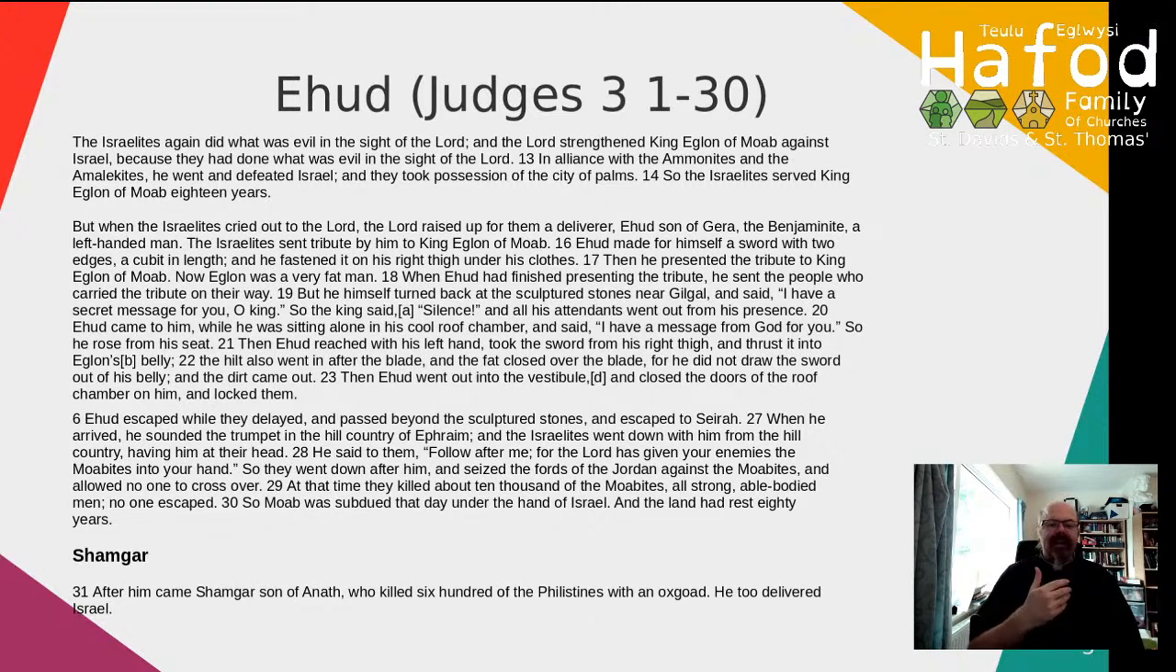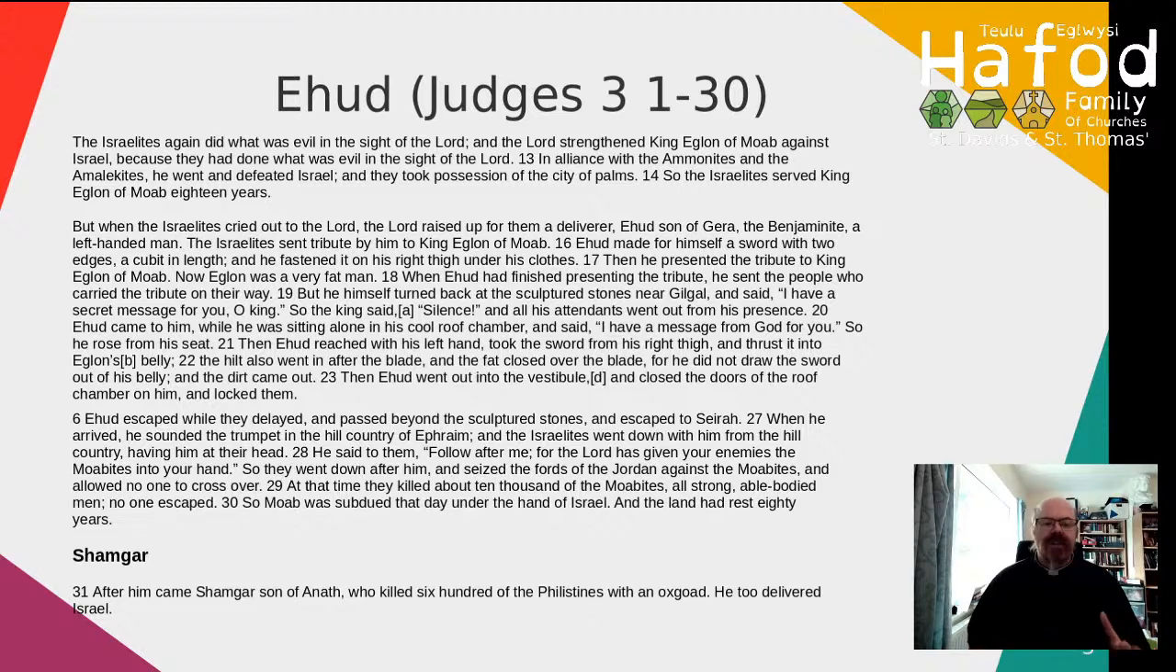Ehud is a left-handed man. That's very important because at the time, left-handedness was considered to be a bit unusual. Later, of course, left-handedness falls out of favour, and there's a whole terrible history about the way left-handed people were treated because of it. But here, as the Bible often does, is the Bible denying a lot of the later abuses that are done in its name. So this left-handed man, the Israelites sent tribute by Ehud to the king Eglon of Moab.